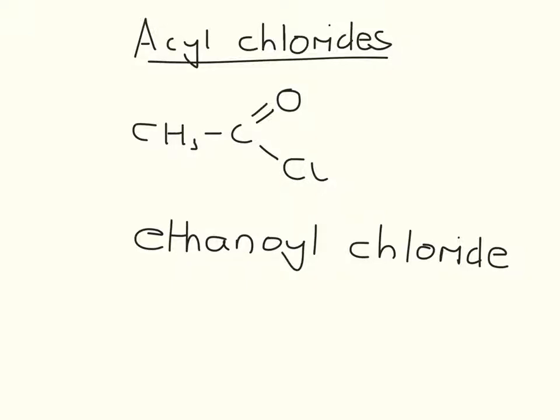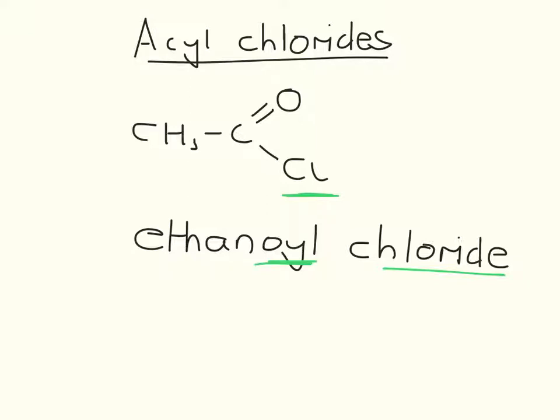So acyl chlorides are another carboxylic acid derivative, and here you can see I've replaced the OH with a chlorine atom here. The way you name these is you change ethanoic acid to ethanoyl chloride, like so. So if you started with propanoic acid and change the OH to a Cl, it becomes propanoyl chloride, and so on.